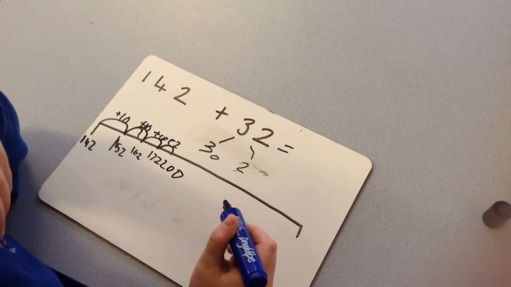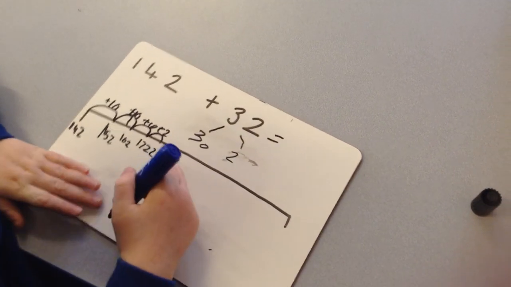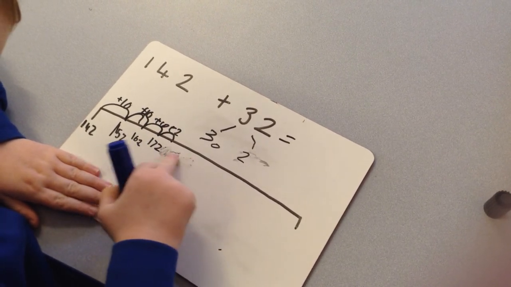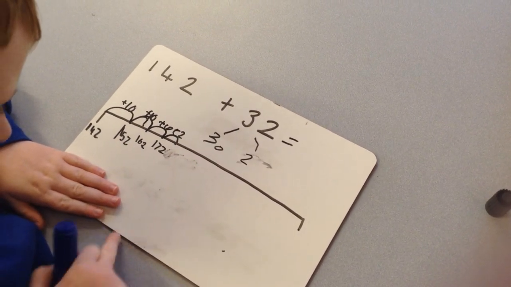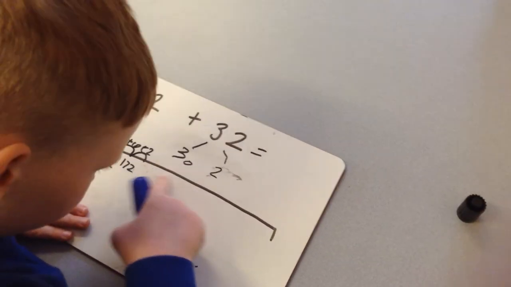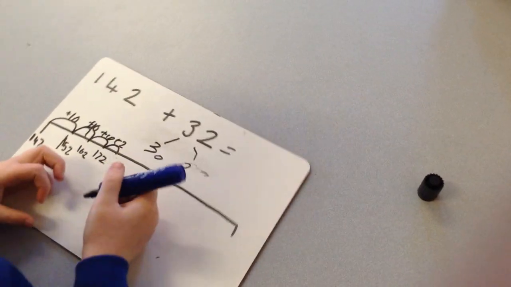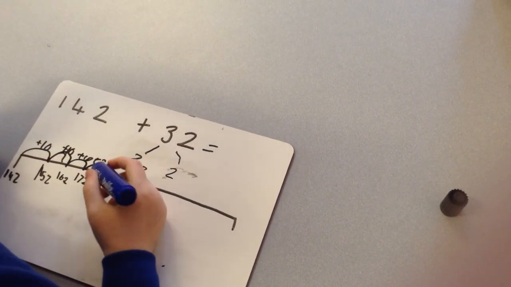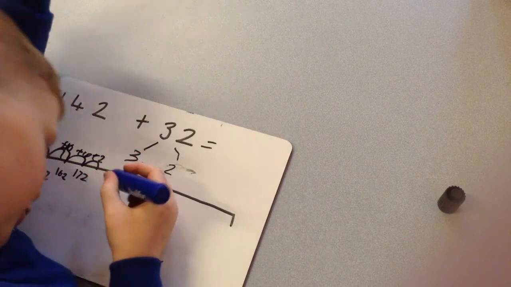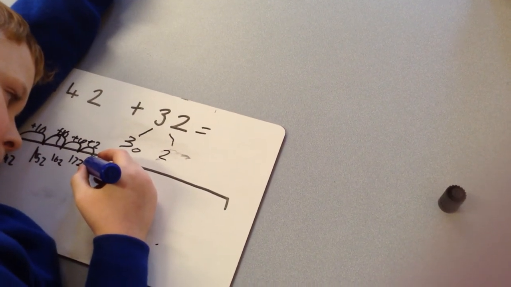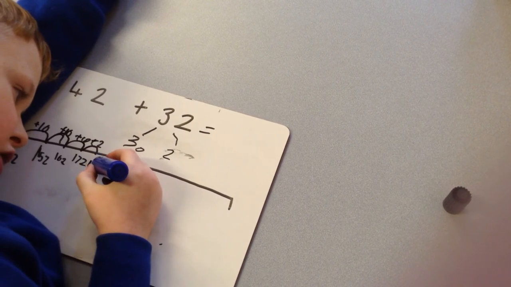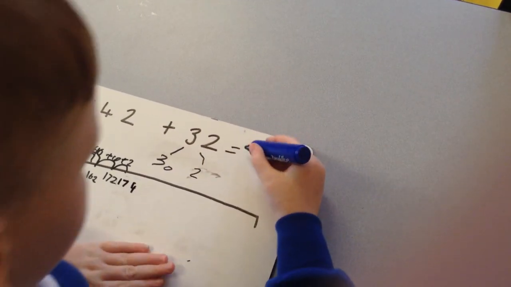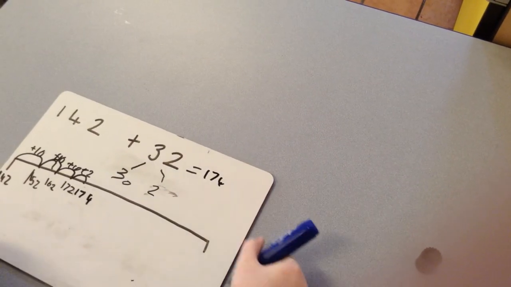Equals 200. Does it? Have a look. 172. Add 2. 200. Have another try. Equals 174. Good boy. Can you write the answer at the top of the sum then? Well done.